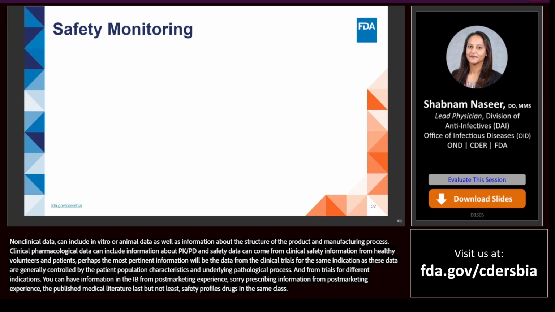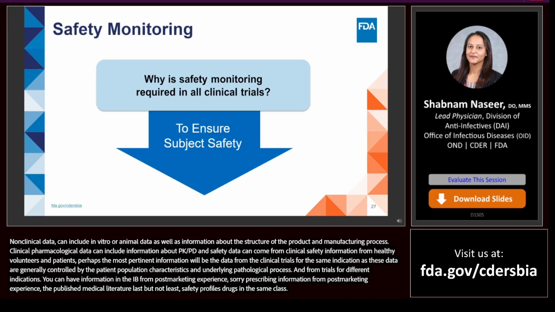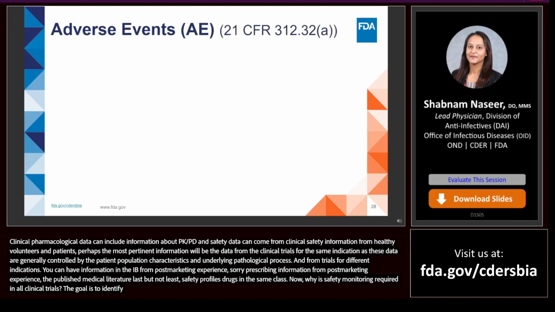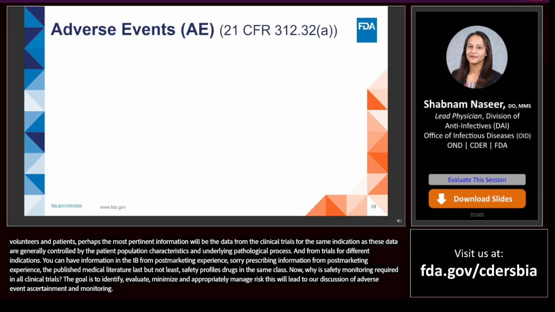So now, why is safety monitoring required in all clinical trials? The goal of safety monitoring in clinical trials is to identify, evaluate, minimize, and appropriately manage risk. And this will lead to our discussion of adverse event ascertainment and monitoring. So we have a number of regulatory definitions that we'd like to go over, and I have given you the CFRs for your reference.